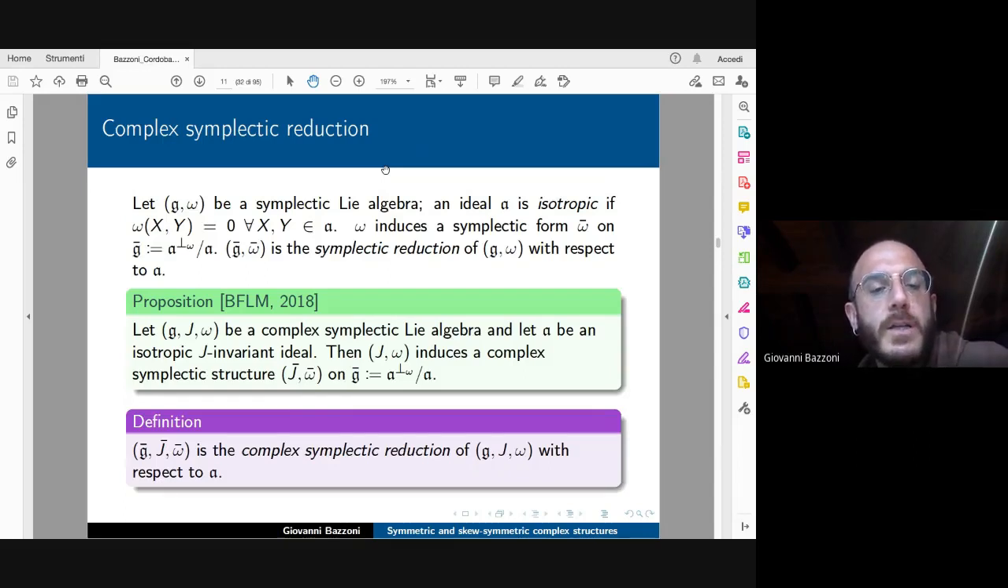We call this G bar, J bar, omega bar, the complex symplectic reduction of G, J, omega with respect to the ideal.